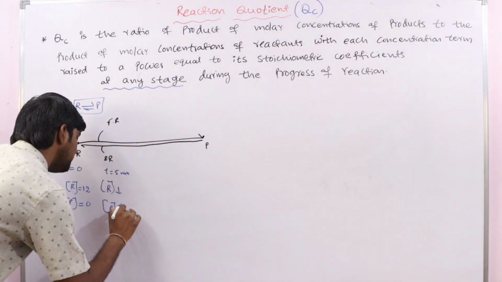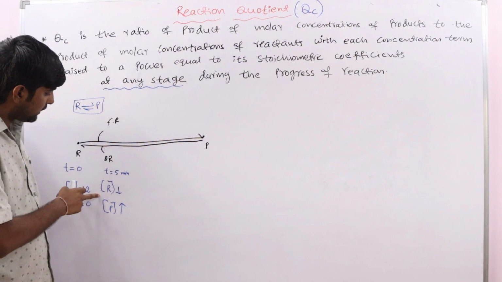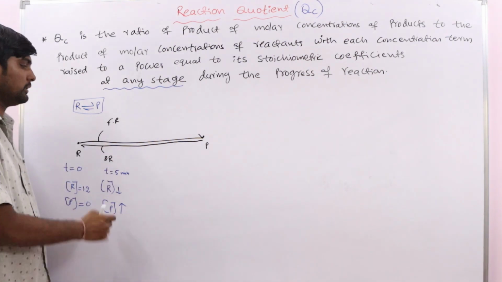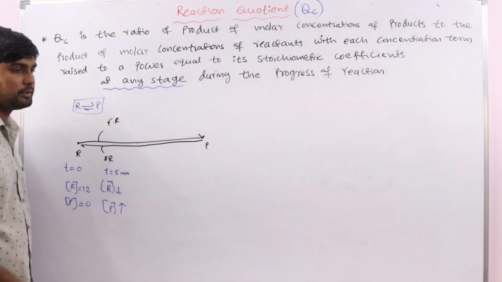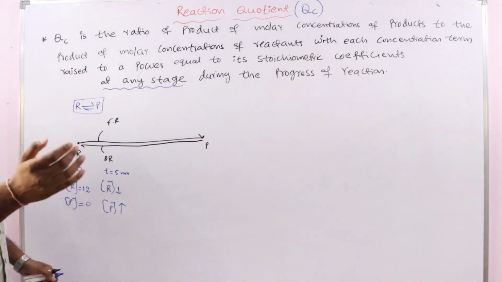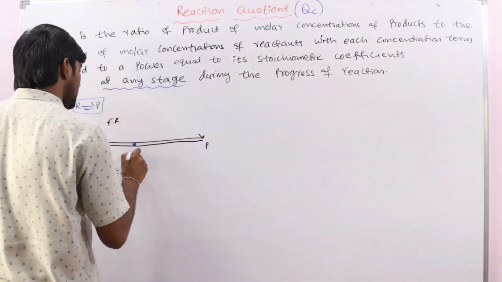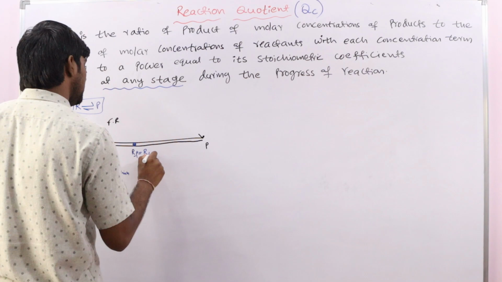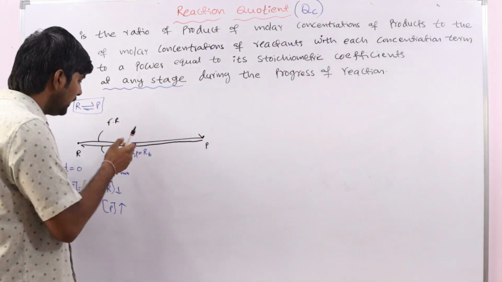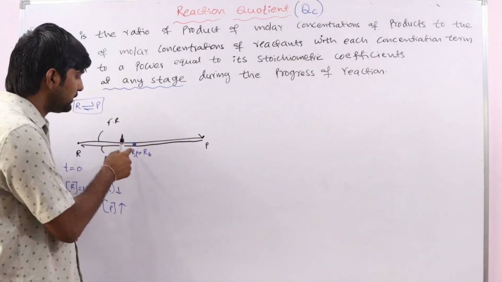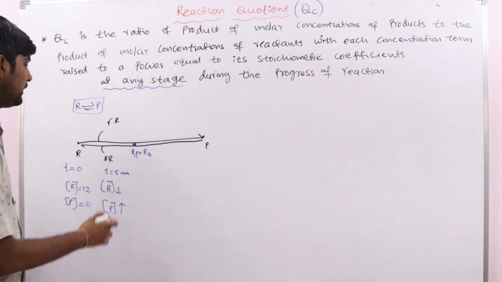At the same time, the product concentration increases. As time goes on, reactant concentration decreases and product concentration increases. So the forward reaction is taking place and the backward reaction is also taking place. At some position, let us take this position, the rate of forward reaction equals the rate of backward reaction. What is this condition? The equilibrium condition. So at this position, equilibrium is reached.